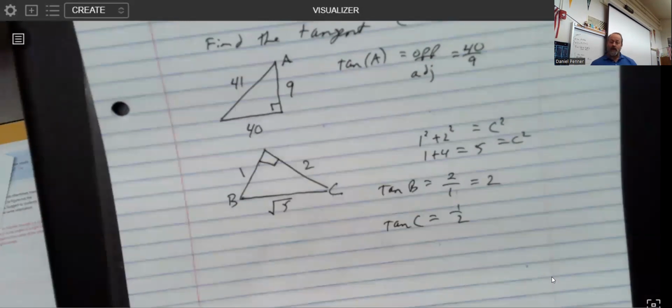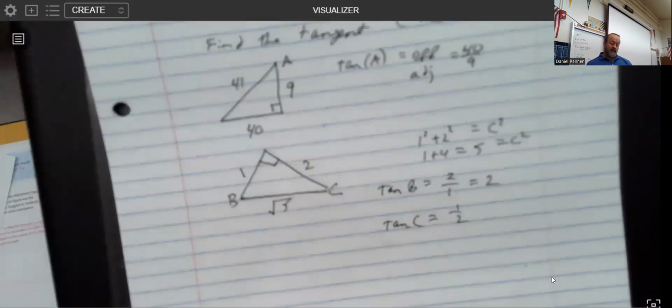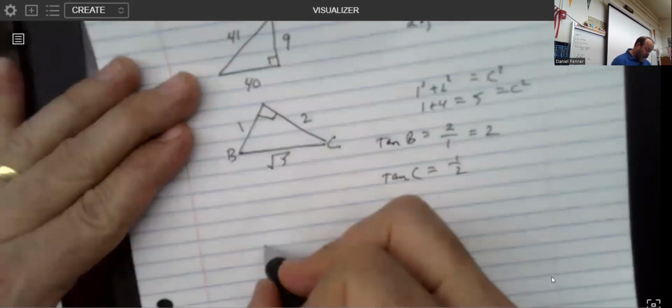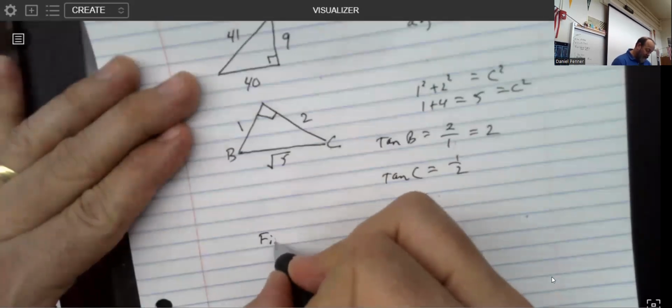And so there's all sorts of problems you could do just to find the tangent. Now, sometimes we'll go a little bit further and we'll say find the side length.